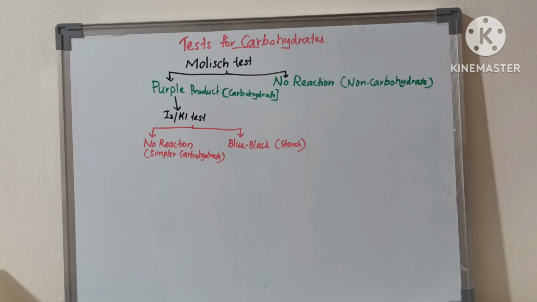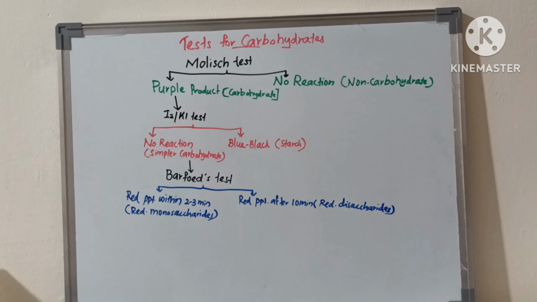Next one is iodine test. This test is used to distinguish mono or disaccharides from polysaccharides. Here no reaction means simpler carbohydrates. For example, if the sample contains lactose, glucose, fructose, sucrose, then there will be no reaction. If a blue or black color complex is there, it confirms starch. Then red means glycogen, brown means dextrin. So iodine test will be positive for polysaccharides like starch, glycogen, dextrin, etc.